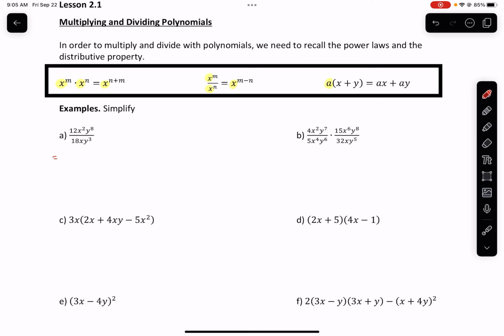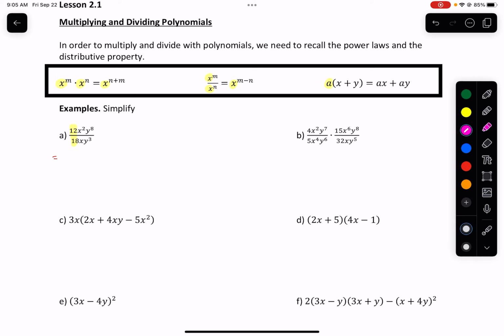For here, you've got three things. You've got some work that you can do with numbers, some x's and some y's. You have basically three different bases there. They're the three different colors. And that's where you can do the work. So you can reduce 12 over 18. What is 12 over 18 reduced? 2 over 3. And then I'm just going to apply my power law. So I get x squared minus 1, y 8 minus 3. And I can rewrite it.